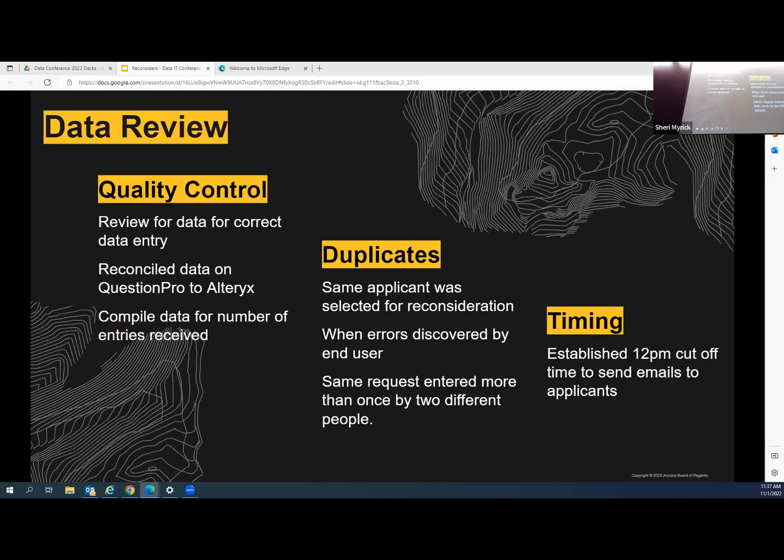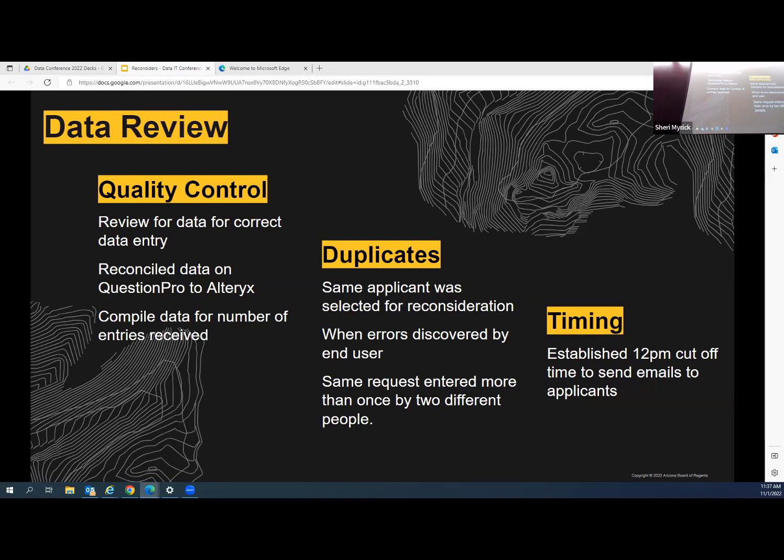That way when the emails were sent out, because we were sending out the emails weekly, we wanted to make sure that the number I had is the number that he showed as well. So I was compiling and reconciling the data to make sure that it matched what Alteryx was going to push out at the end. And again, there were duplicates.